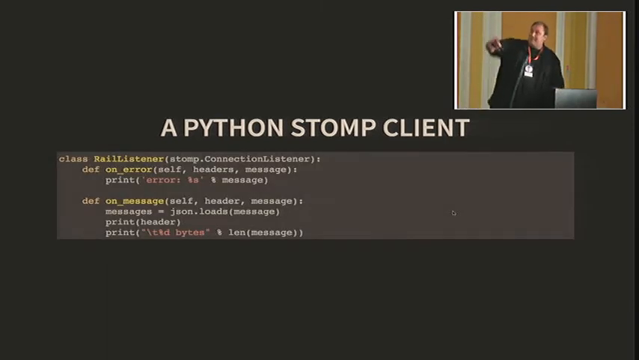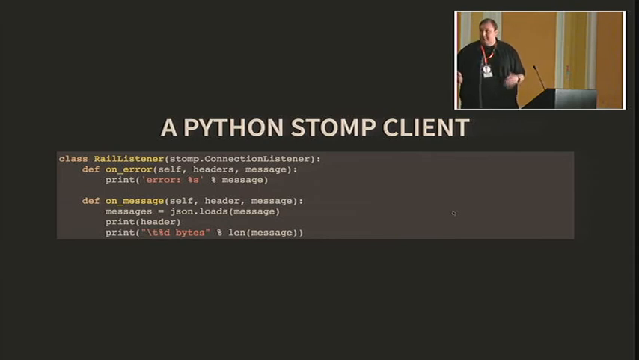So we set up a very simple Rail listener class. It adds a couple of methods, a very simple error handler, and a very simple message handler. I've left the JSON loads in there. This will then contain a dict of messages, which are just a list of dicts of messages. And that will be messages about the railway network that we'll parse in a minute.